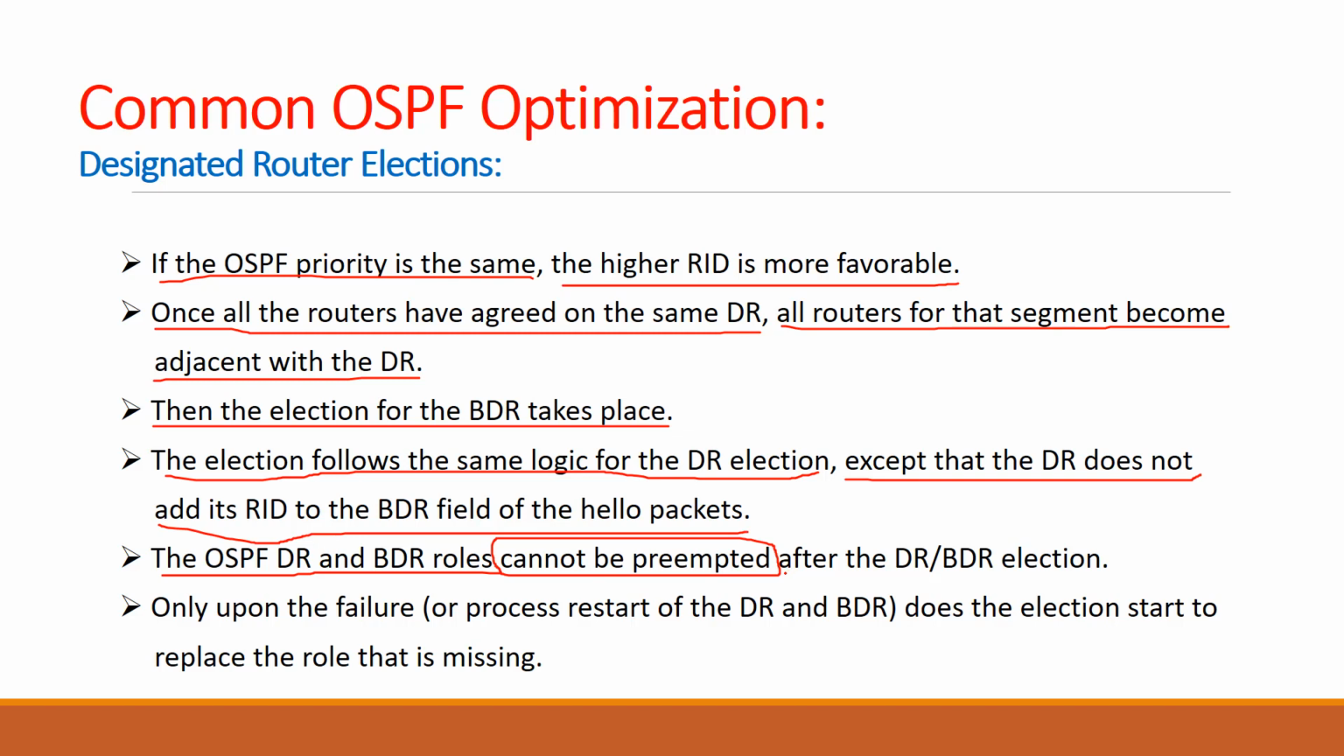So the OSPF DR and BDR rules cannot be preempted after the DR BDR election, as we did in the lab on GNS3. Only upon the failure or process restart of the DR and BDR does the election start to replace the role that is missing.